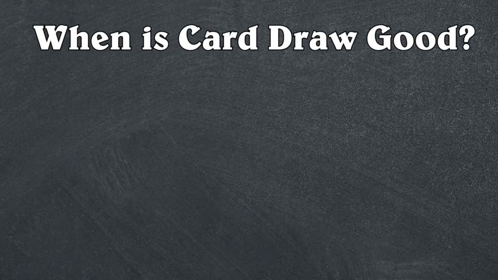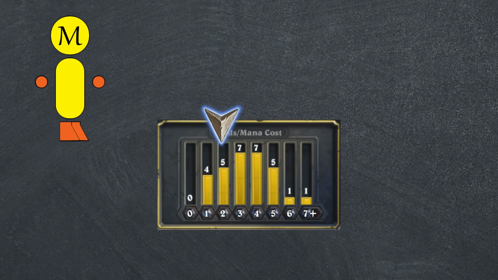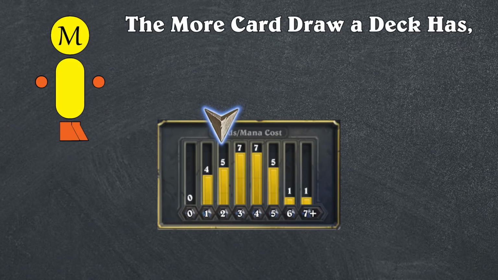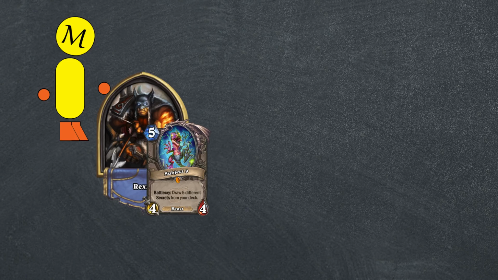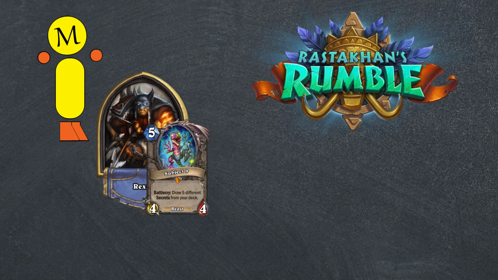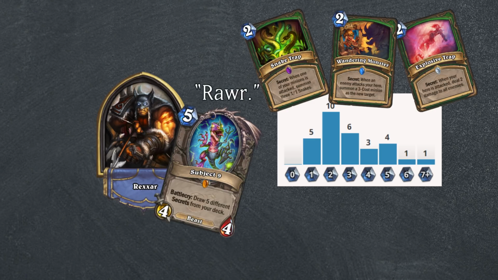rabbit hole of when is card draw good for aggro versus midrange versus control, so let's table that discussion and move on. The simple story is, the more card draw a deck has, the faster it goes to compensate. This holds true for midrange as well as aggro. Take Secret Hunter, Rastikan's current top tier midrange deck. Its curve seems heavily slanted towards 2 mana, once again subverting our rules, but that's thanks to Subject 9.